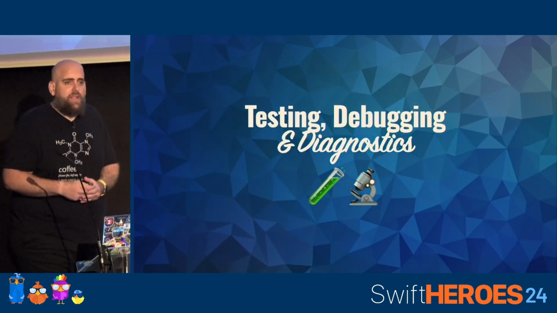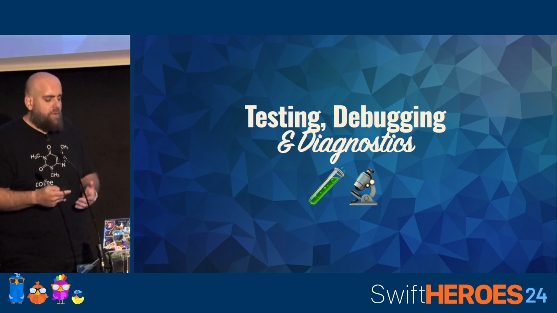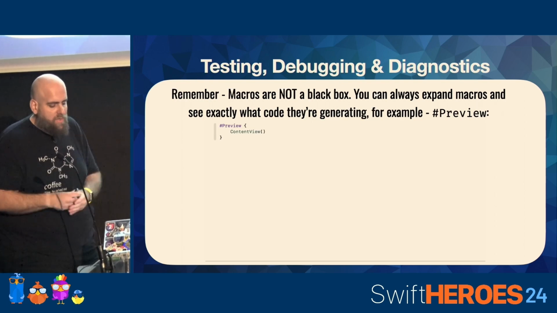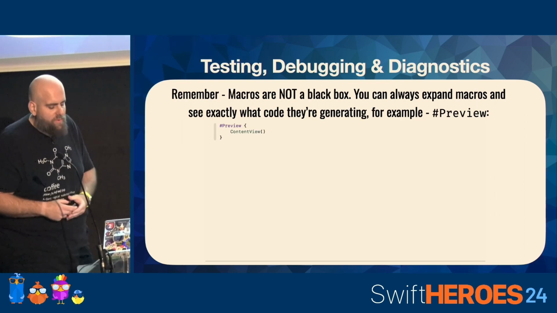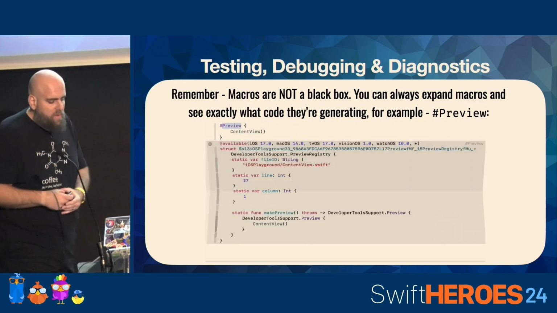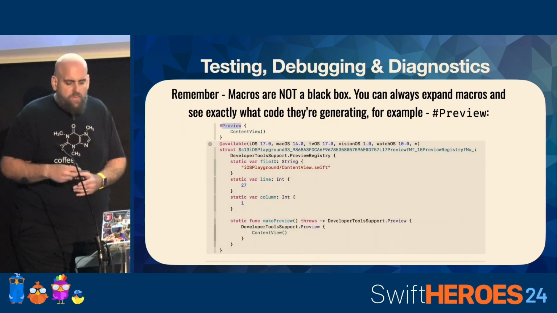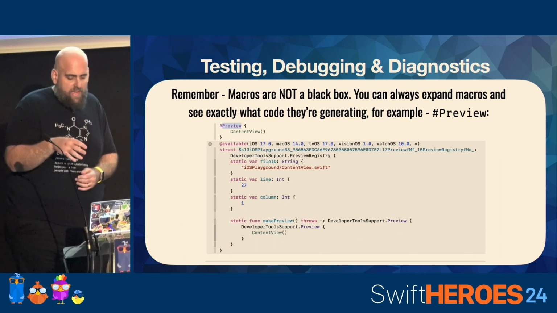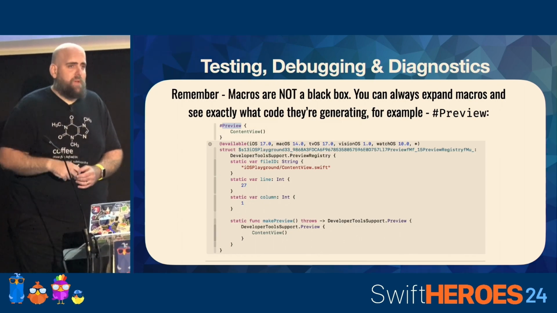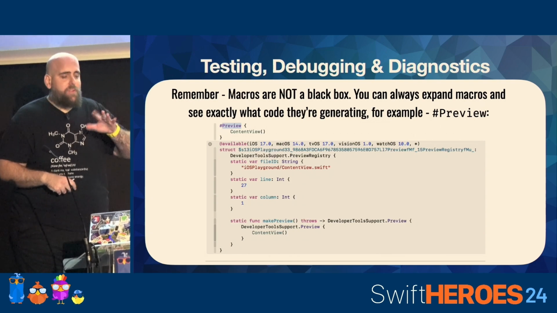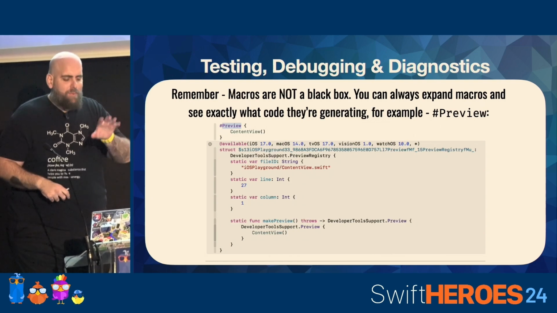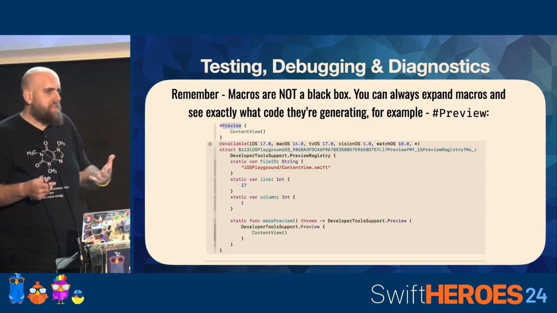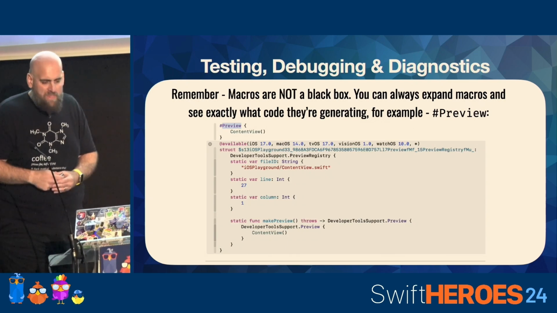A few notes about how you can test, debug, and diagnose your own macros and other macros. So first you need to remember that macros are not a closed box, they're not a black box. You can always expand them and see what kind of code they generate. This is this preview macro we saw earlier. And you can see it's generating a bunch of code. For example, this preview registry, this DeveloperToolsSupport.Preview, and it returns this content view inside the makePreview method. You are entirely abstracted from that. You don't know that all of this code is being generated. But when you build your code, this is also part of your code. It's being built with it as well. But you can always see it using this expand macro functionality.